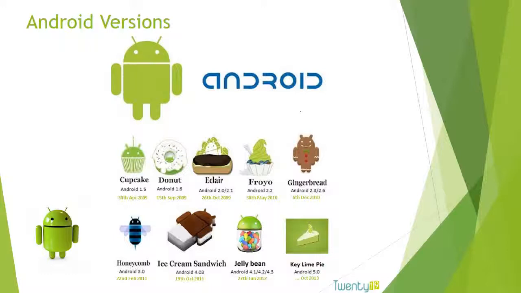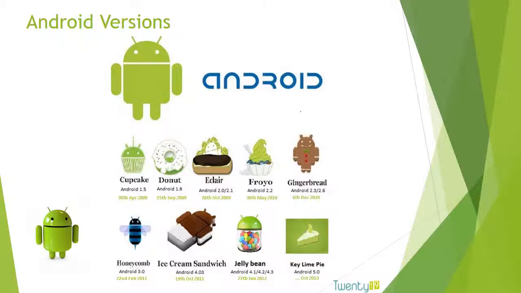Android 3.0, that is Honeycomb, was released on 22nd Feb 2011 with features like tablet support, system bar, action bar. Android 4.0, that is Ice Cream Sandwich, was released on 19th October 2011 with features like soft buttons, separation of widgets in new tab, easier to create folders.